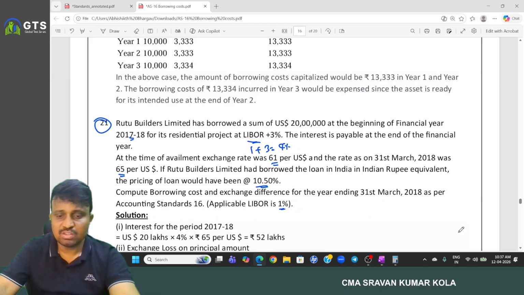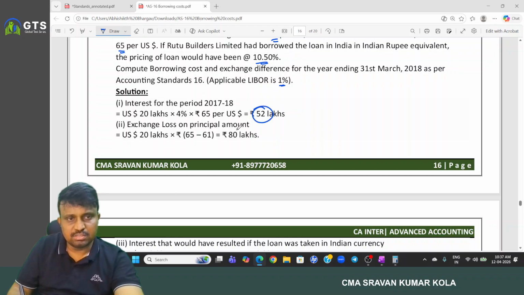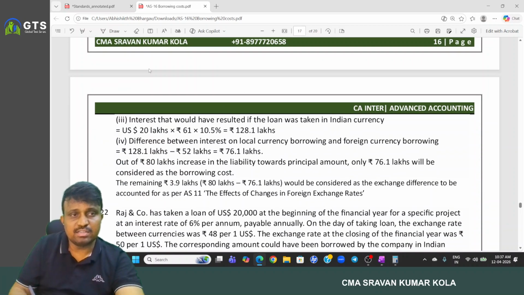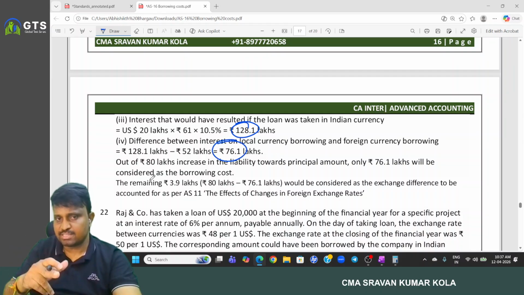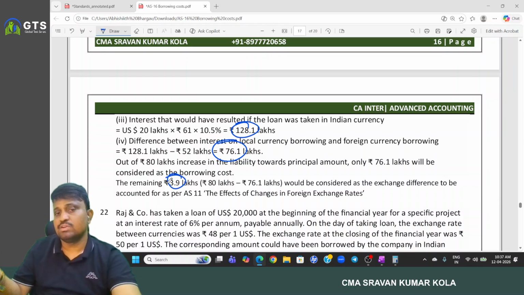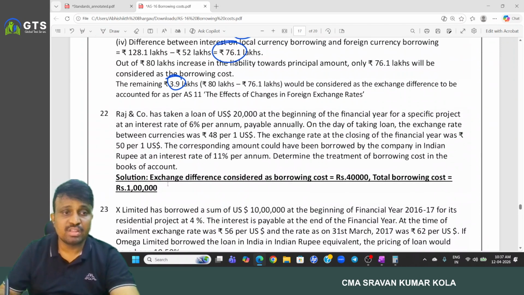Okay. So here, the total interest for the period is 52, and the exchange loss we have is 80 lakhs on principal part. And interest on local currency borrowing is 128. Total amount of interest covered under AS-16 is 76.1 lakh. Okay, and the 3.9 lakh covered under AS-11 is transferred to what? Profit and loss account.